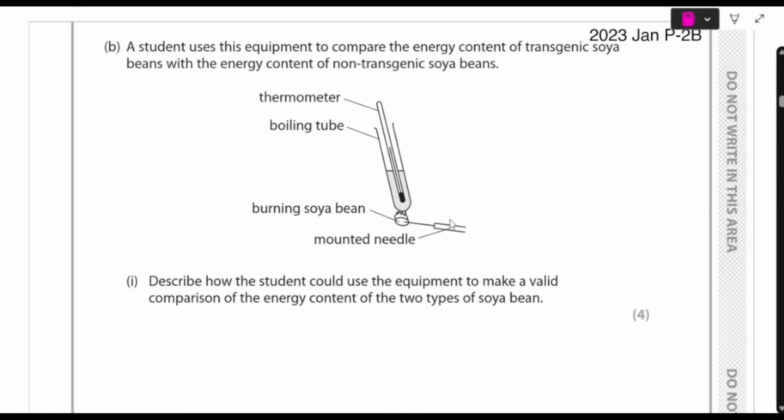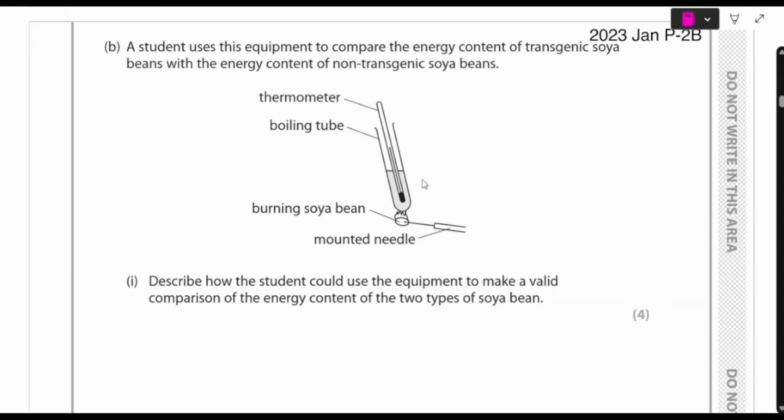So they've asked us to describe how the student could use this equipment. First off, we will use the mounted needle to burn the soybean under the test tube using a Bunsen flame. Before that, we will add about 20 cubic centimeters of water into the boiling tube so that it can absorb the heat, and place a thermometer so it can measure the temperature rise. So this will be our answer.